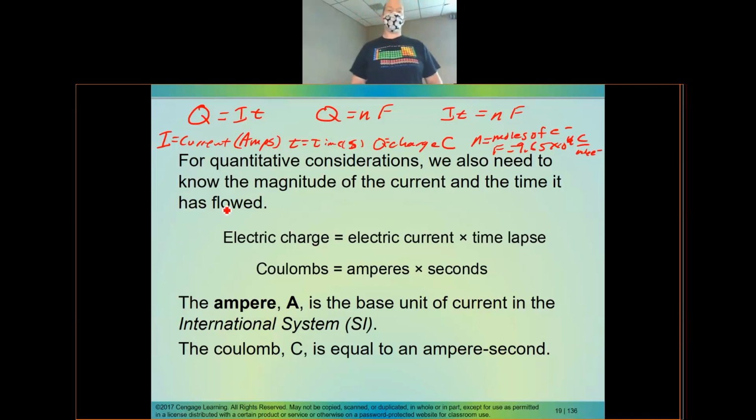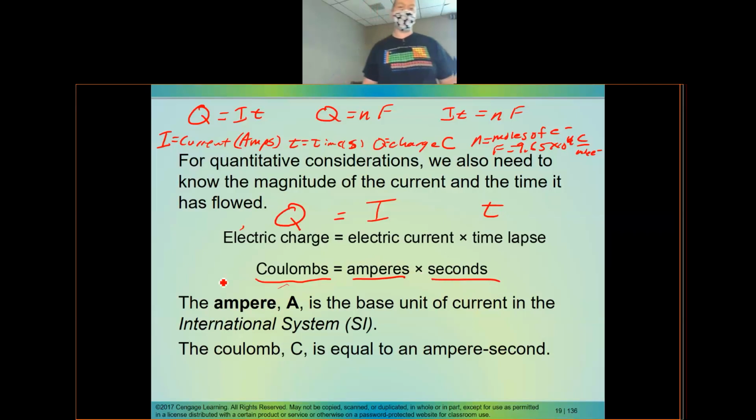All right, so here they have the electric charge. Of course, they're saying Q, and the electric current, that is I, and time. All right, so Q is always going to be in coulombs, I is always going to be in amps, time will always be in seconds because an amp times a second is a coulomb.